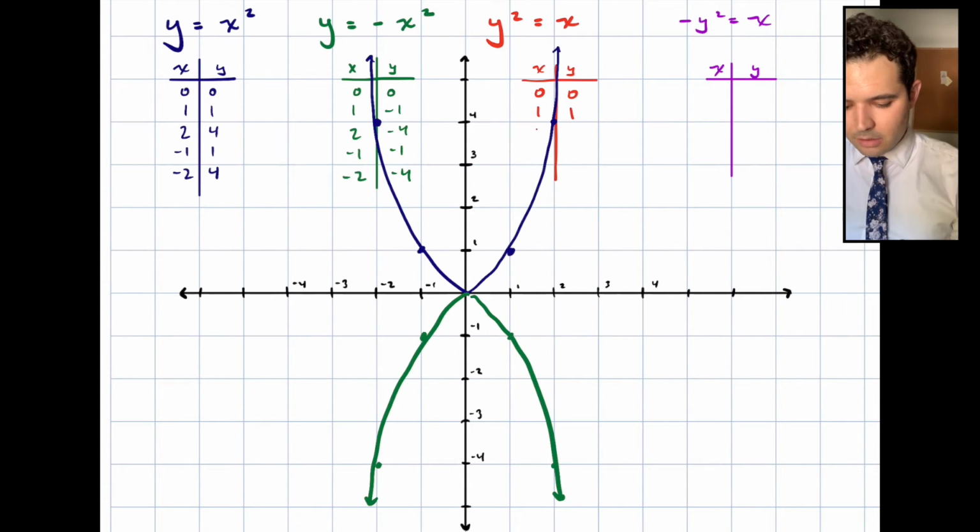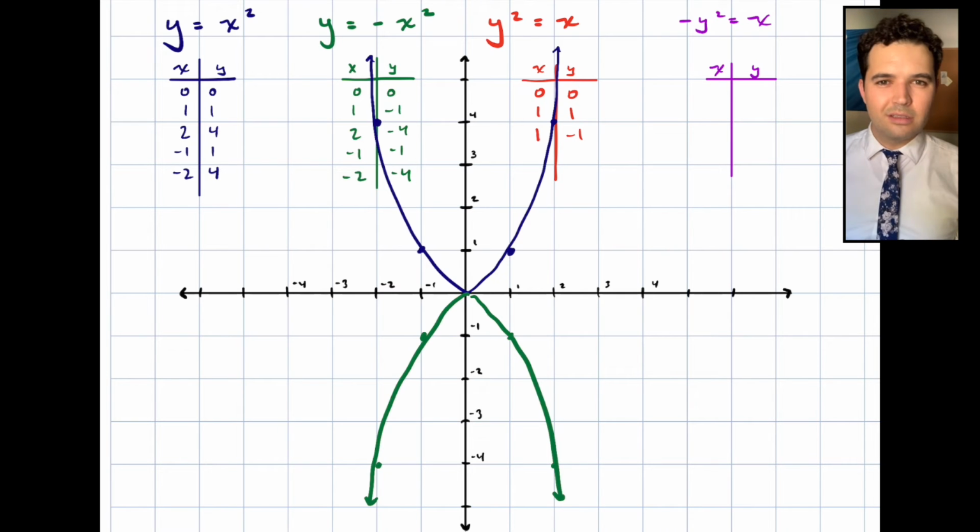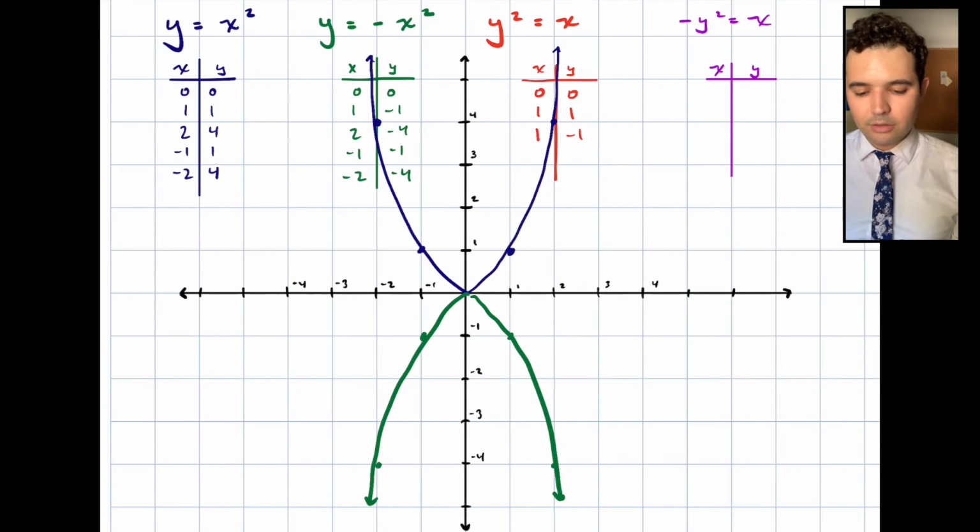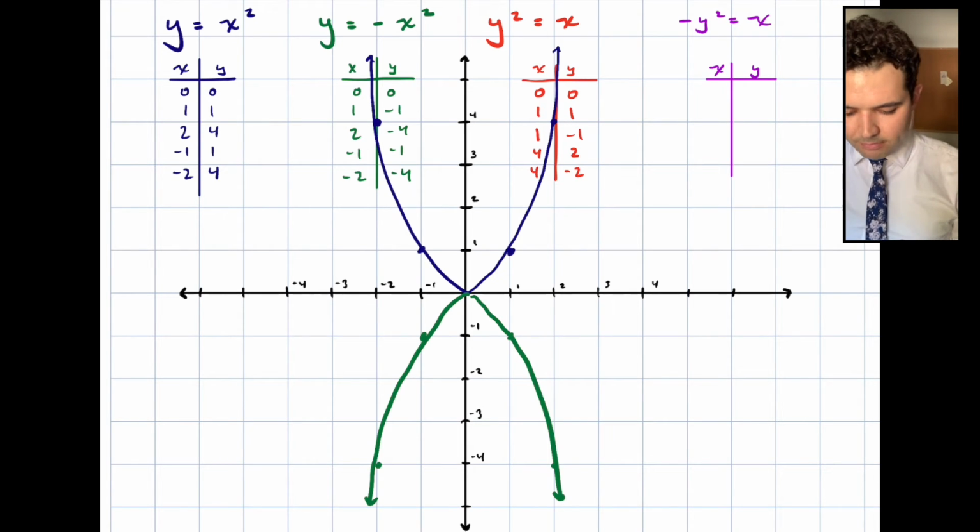But wouldn't negative 1 work as well? Because if we plug in negative 1 for y, we square it, we get 1 for x. And the same is true for things like 2 and negative 2. When we plug those in for y, they give us the same value in x. So it's the same shape and the same idea, but it's just flipped.